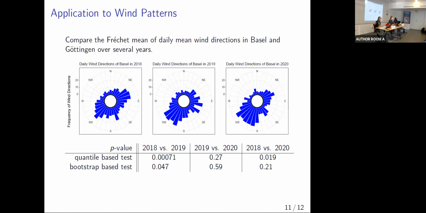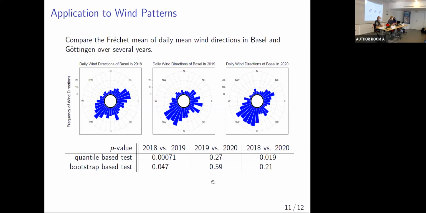And in application, we have looked at a number of wind data sets for different years and different towns, namely Basel in Switzerland and Göttingen in Germany. So those are daily mean wind directions over a whole year, just taken as a kind of histogram of wind directions, or a data set of wind directions on the circle. And as you can see here, they are typically bimodal, because in winter you often have northeastern wind, and in the summer, I think.